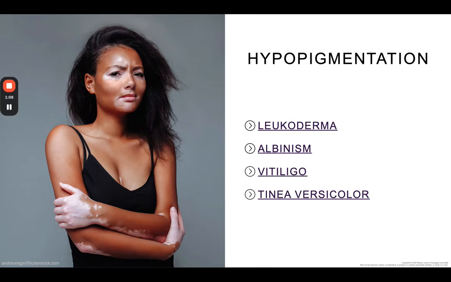Then we have tinea versicolor. Tinea versicolor is basically caused by a fungus or a fungal infection of the skin. A lot of times it's also referred to as pityriasis versicolor. And again, it's a fungal condition that inhibits melanin production. It's not contagious because it is caused by a yeast, which is a normal part of the human skin. But it's characterized by white, brown, or salmon-colored flaky patches on the skin.